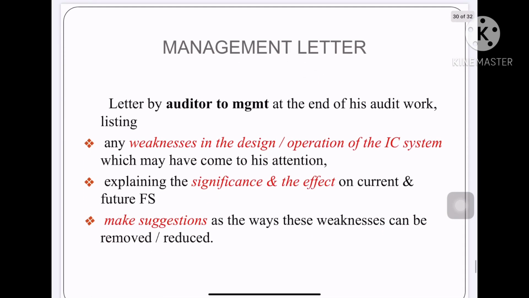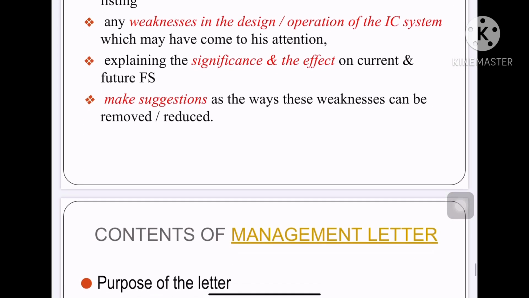So these are the details of the management letter. It is a letter by the auditor. Who is it sent to? To the management. It states the weaknesses in the internal control and the operation of the system which may come to his attention. So while doing his work, when we do the understanding of the system, if they find something, they have to state it in the management letter. In this letter they can also explain the significance and the effect on the current and future financial statements, and make suggestions on the ways these weaknesses can be improved or reduced.